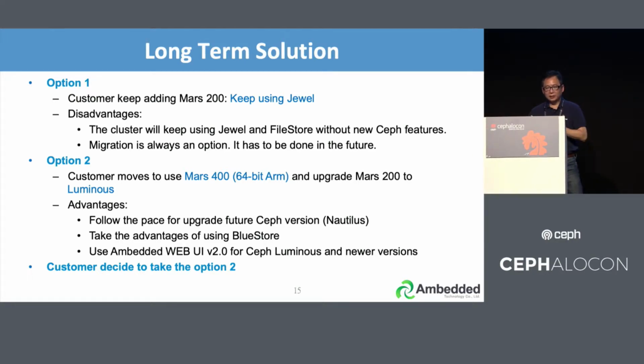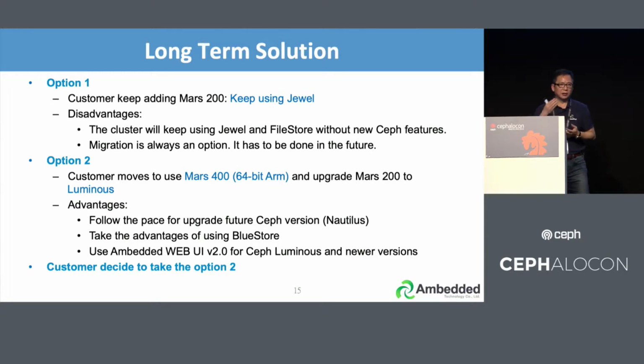And then we have mixed generation of hardware. But the other problem is that our new Ceph appliance MAS 400 is running the newer version of Ceph, which is Luminous, with BlueStore. So there are some options to choose.